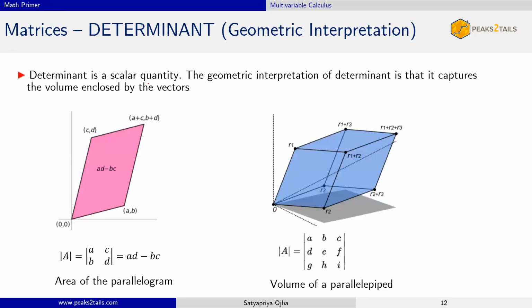Okay, let's move on then. Coming to this topic, some of you had a question: geometrically, what does determinant signify?